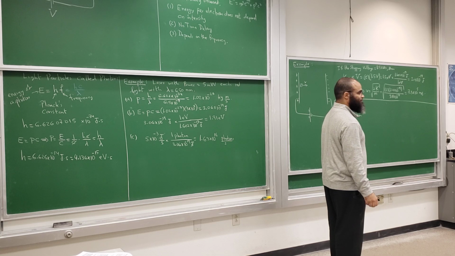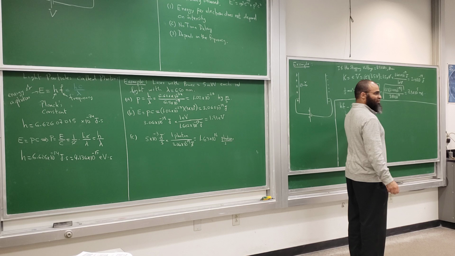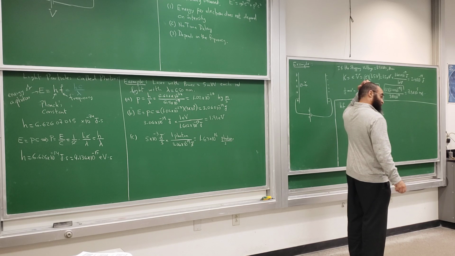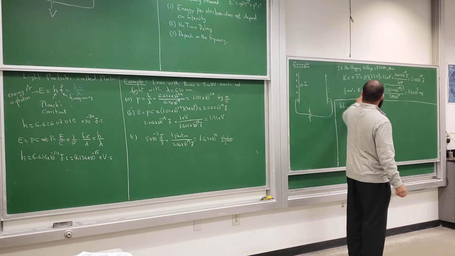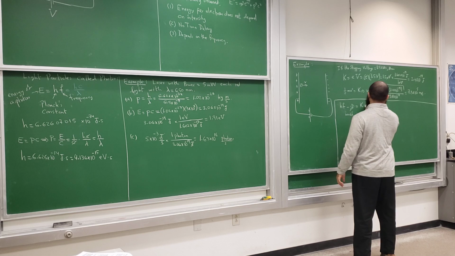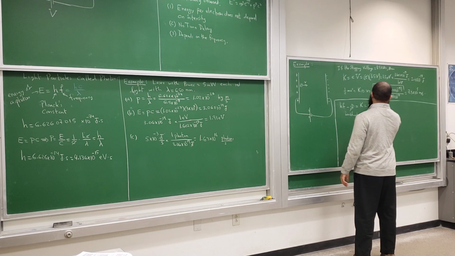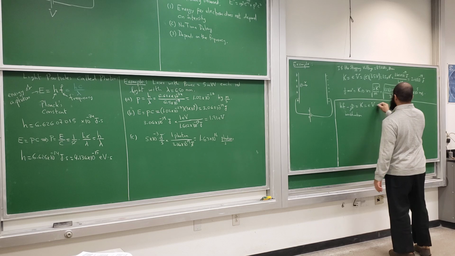But the kinetic energy of the electron, usually you don't measure directly, you measure the stopping voltage. So the kinetic energy of the electron is equal to eV, the charge of the electron times the stopping potential. Times V. Let's solve for V.